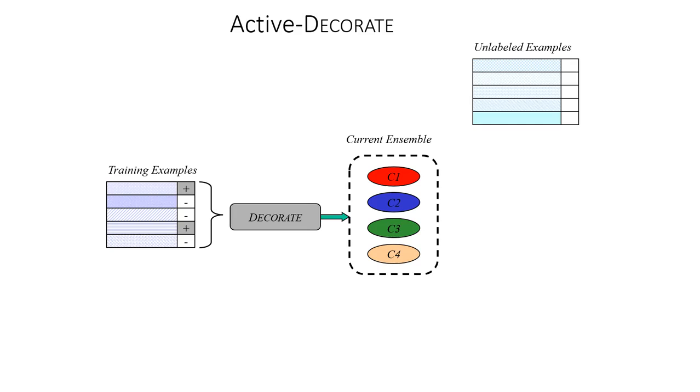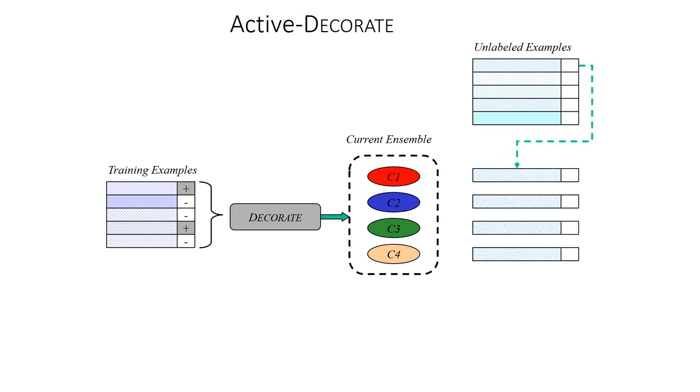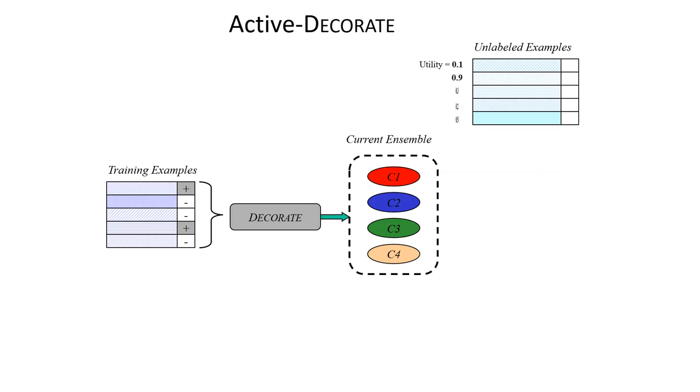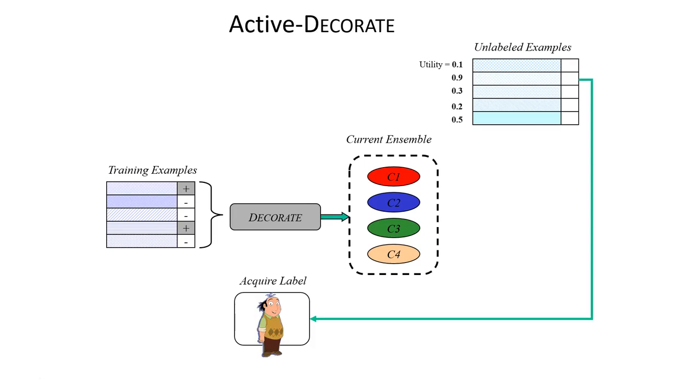So we've got our training examples going through decorate into our classifiers, and then we take our unlabeled examples and we use those classifiers to label them. And so we have different utility values depending on how they behave, and then we can acquire a label and then send that back to our training examples.